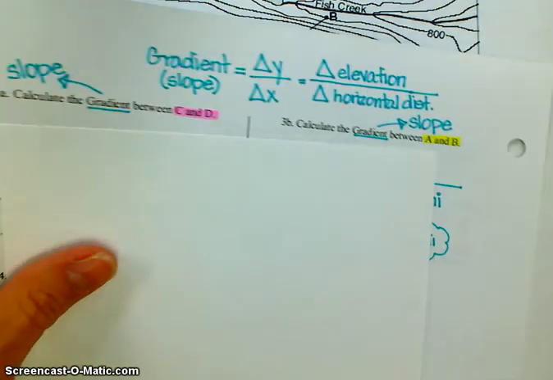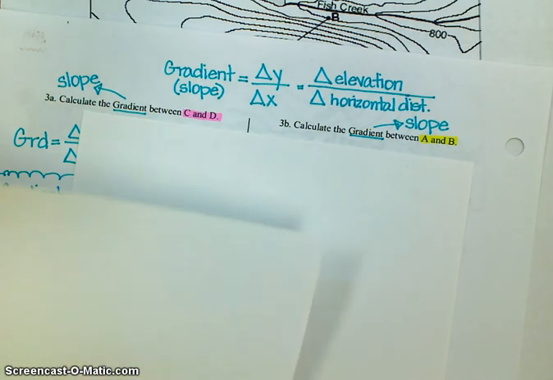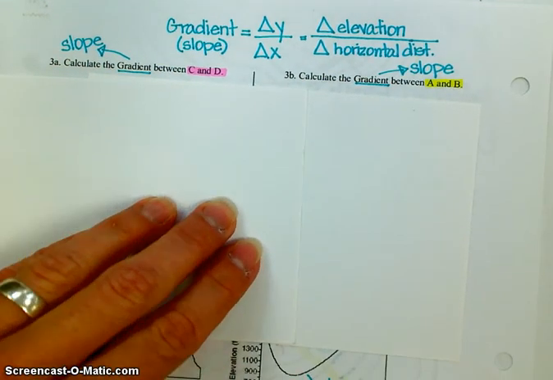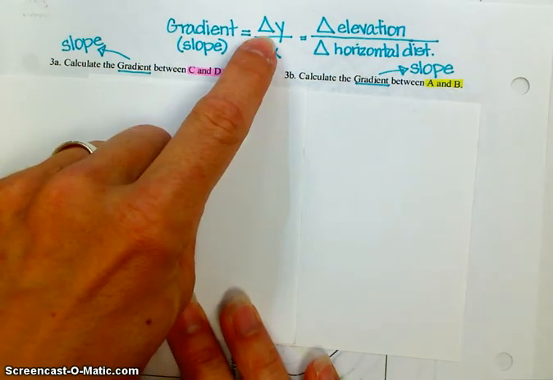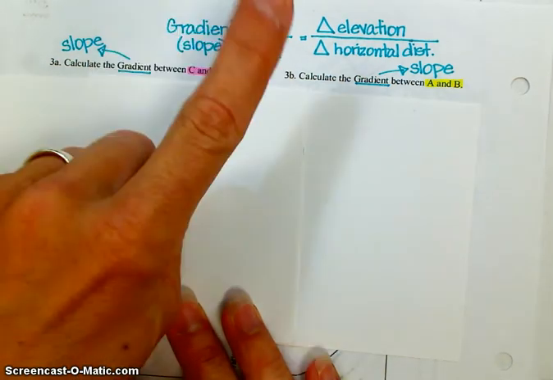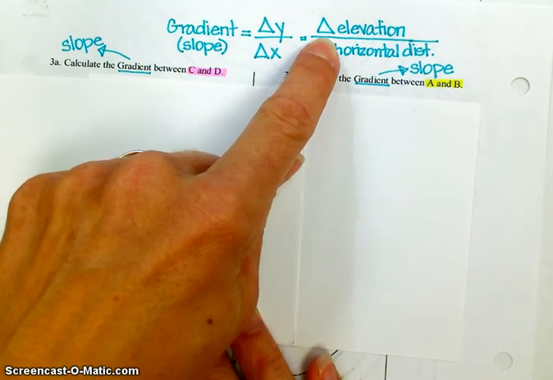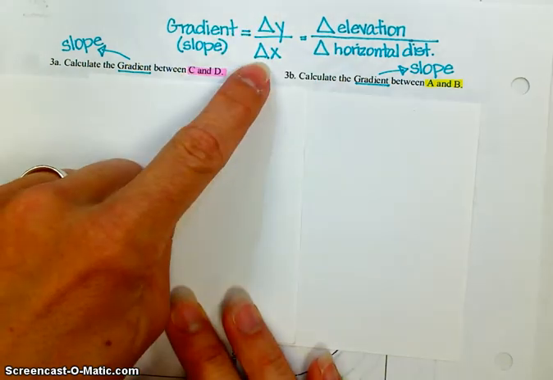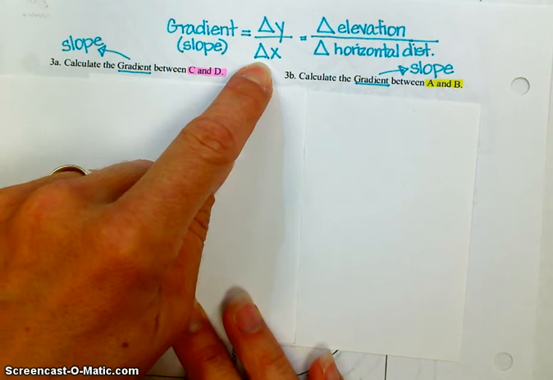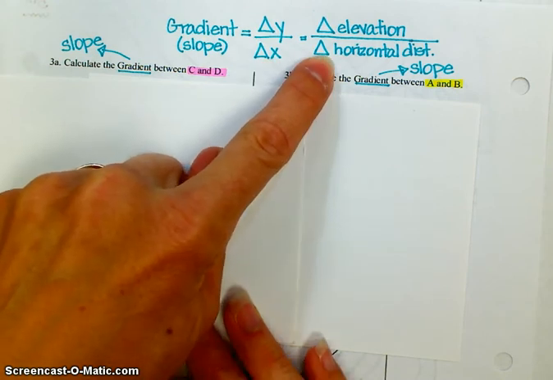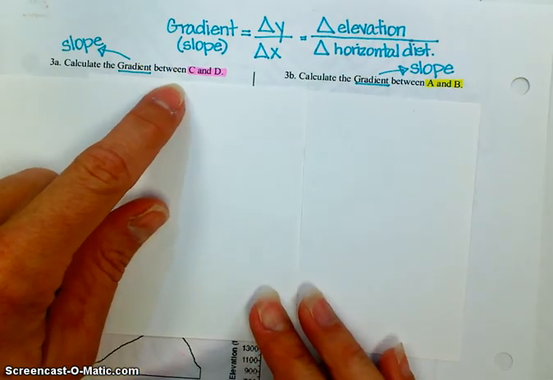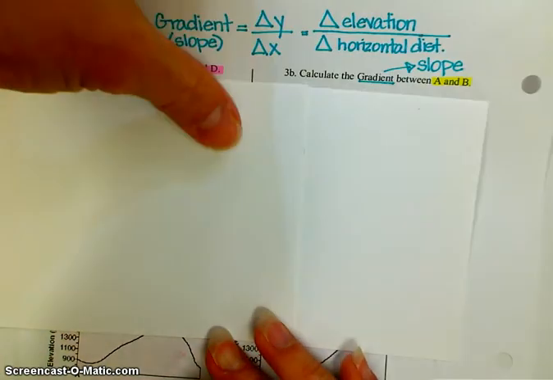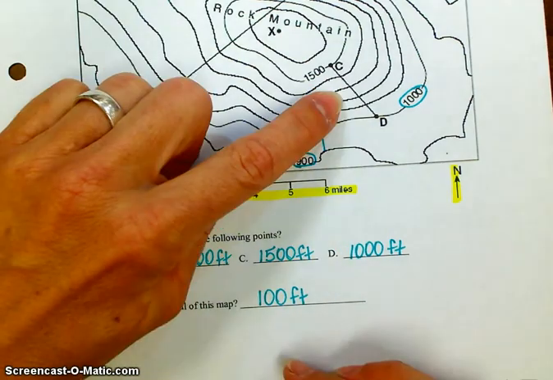So let me show you what we've got. I would add this to the back. Gradient is the change in y values, so up and down, and that's going to be your change in elevation. Remember, the triangle stands for the words change in. And then the x values are going to be your horizontal distance. So if we calculate the gradient between C and D, first of all, let's look at where C and D is. It's right here.